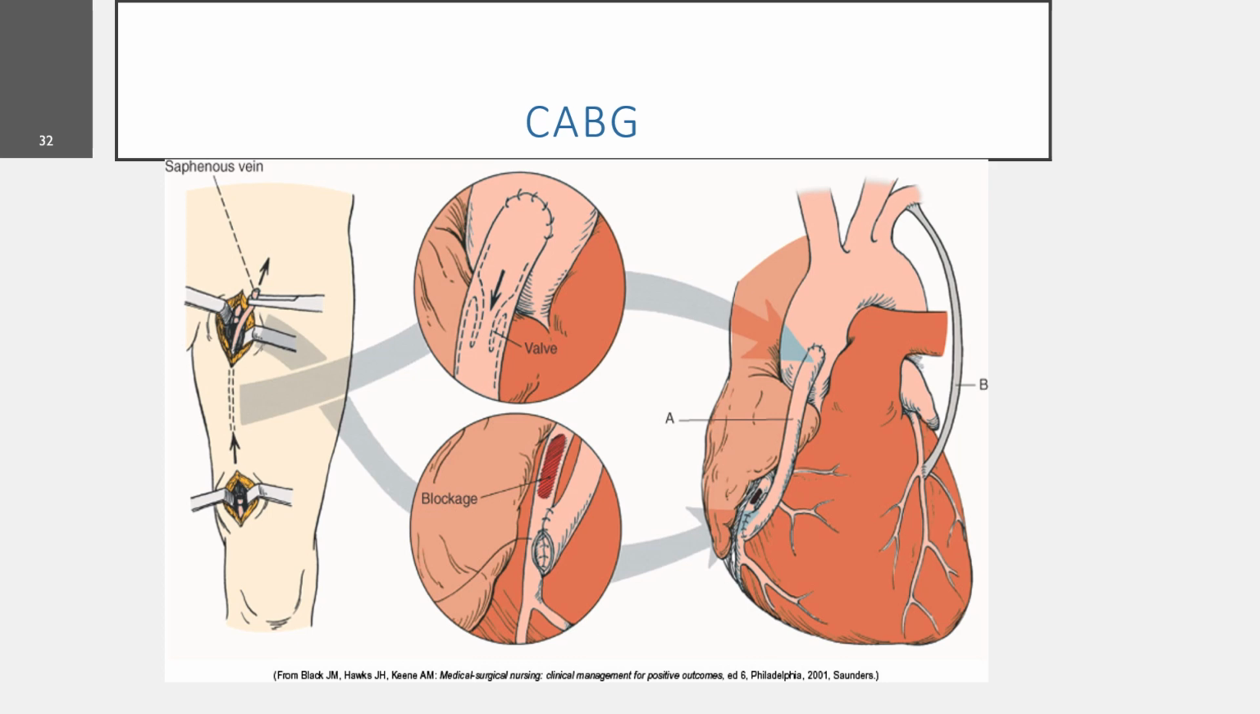Traditional CABG involves a sternotomy where the chest is opened through the breastbone, allowing access to the heart. However, newer techniques such as off-pump CABG or minimally invasive CABG involve smaller incisions and avoid the need for full sternotomy. Off-pump CABG is performed without the use of a heart-lung bypass machine, while minimally invasive CABG involves smaller incisions and specialized instruments.